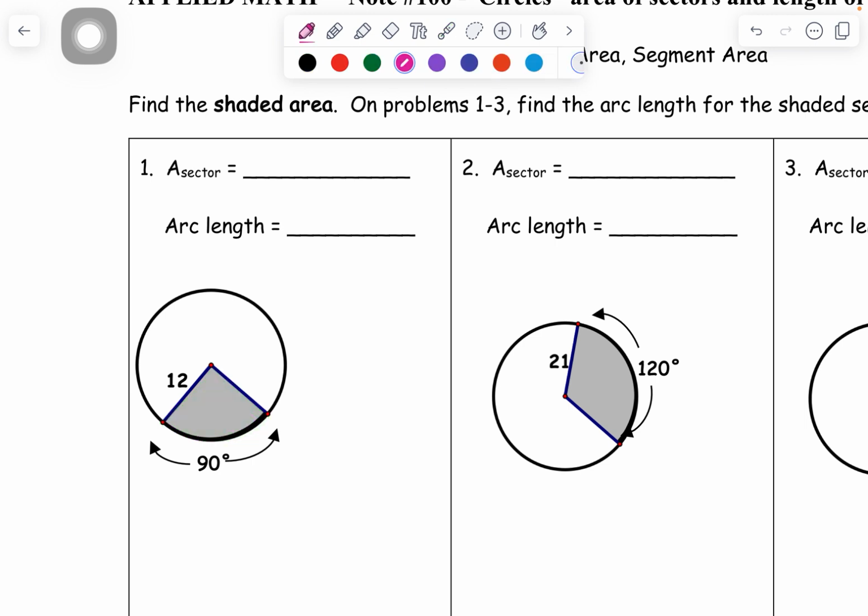Now, to do these problems, you're still going to have to talk about circumference. You're still going to have to talk about area. So let's do those. Now, this thing starts with area of a sector, so let's go ahead and talk about the area of the circle. So area equals pi r squared. In this case, your radius is 12.